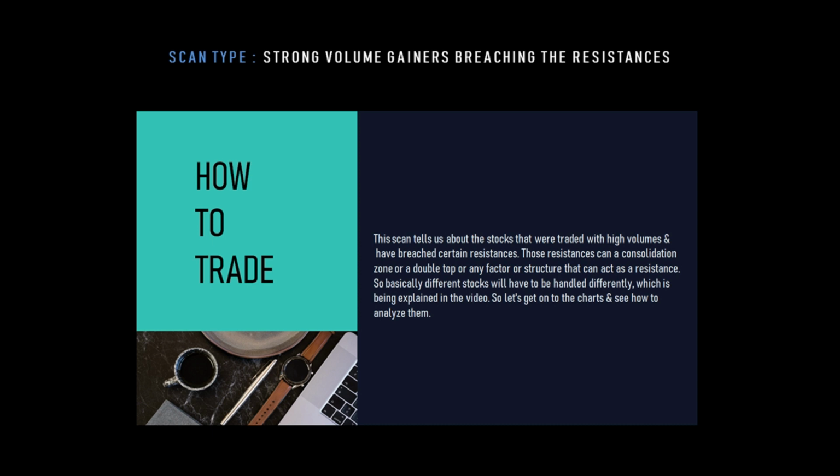Basically I have just summarized it, saying that this scan tells us about the stocks that were traded with high volume and have breached certain resistances. Those resistances can be a consolidation zone or a double top or any structure or technical, let's say supertrend or a pivot, anything that is working as a resistance, that particular resistance has been breached. Different stocks will have to be handled differently, which will be explained in this video. That is what I have just summarized. Having said that, let's move on to the chart.